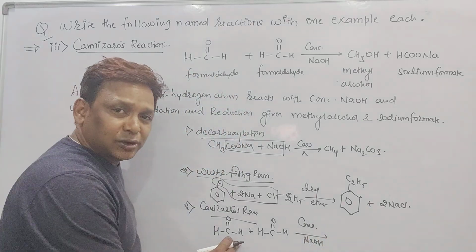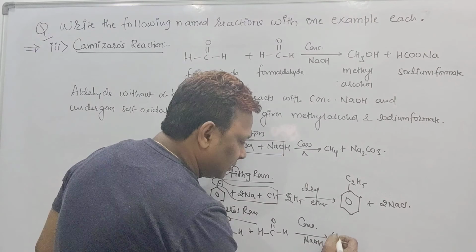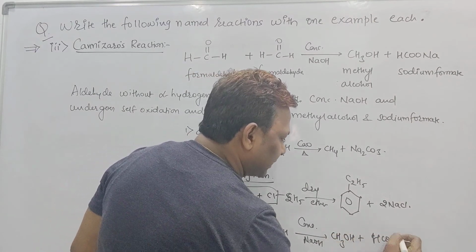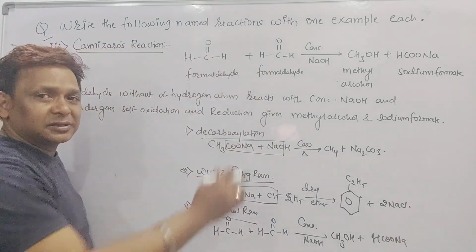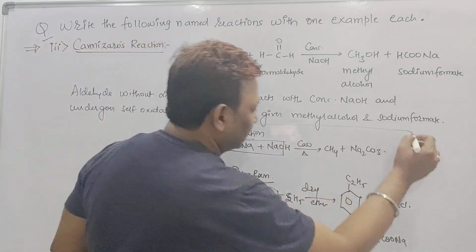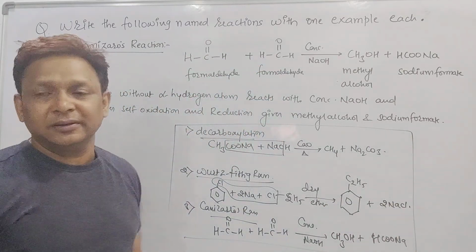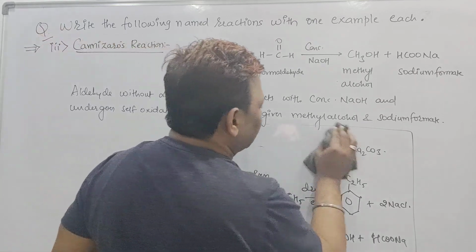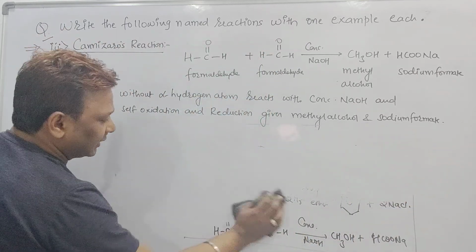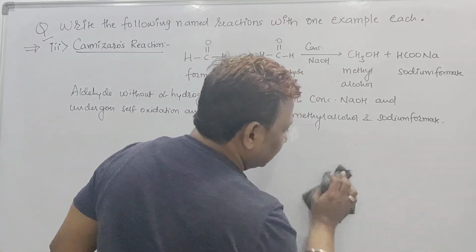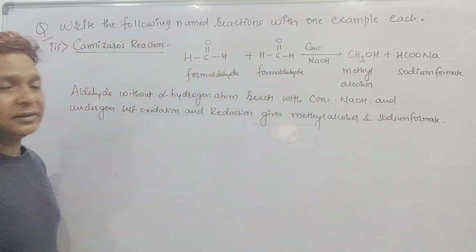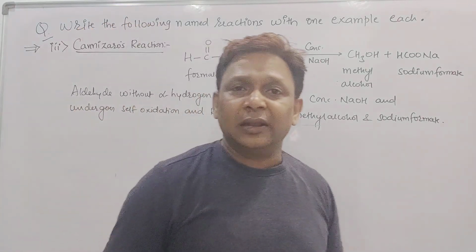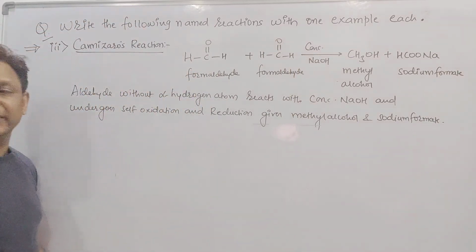Beta, one part undergoes oxidation, other part undergoes reduction, and we get an alcohol as well as the salt as a product. See beta, all the three reactions which we saw, I made one small revision for you to remember all the three, right? So make a note of this one, beta. In Cannizzaro reactions, what is that? Aldehyde without alpha hydrogen atom can react with concentrated NaOH, and it undergoes self oxidation and reduction. It gives rise to methyl alcohol and sodium formate.